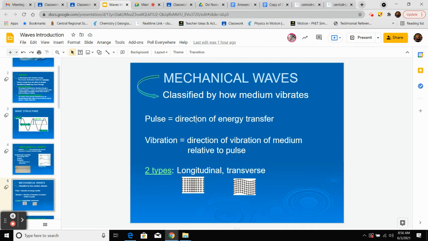Mechanical waves are classified by how the medium vibrates. A pulse is the direction the energy is moving. A vibration is the direction of the particles relative to the pulse. So for a longitudinal wave, let's say the energy is moving straight out, the particles are moving in that same direction, parallel with it. If the energy is moving to the right, the particles move parallel to the right. With transverse waves, they're perpendicular. So if the wave is moving to the right, the particles would go up and down.